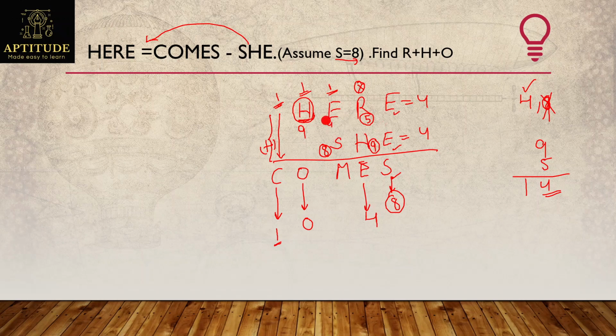And I know E value as 4 now, S value as 8 and 1 carry. 8 plus 4 is 12, 12 plus 1 is 13. So taking the carryover 1, M value will become 3. That's it. So we got all the values here and let's see what question is asked. R plus H plus O is the question asked. Let's solve here. Value of R is 5, H value is 9, O value is 0. So we'll get the sum as 14. So 14 is the answer for the asked question.